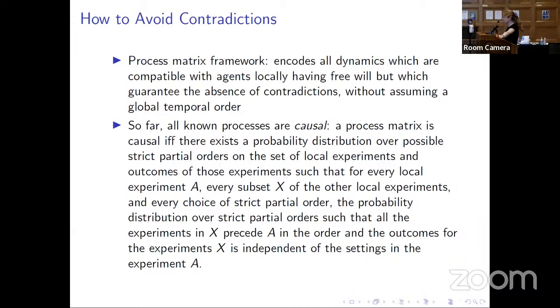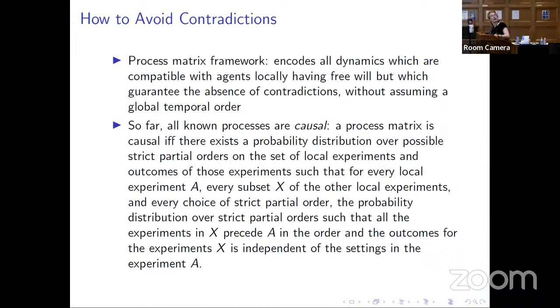So far as we can tell, all known processes seem to be causal. That is, all the processes we know that we can implement in the real world. So the definition of causal I've shown up here, but I won't have time for details, so I hope people who work on this framework will forgive me for speaking in a slightly imprecise way. Very roughly speaking, a causal process is one where we can assign a strict partial order to the experiments taking place in the process, such that the outcomes of later experiments depend only on the inputs to earlier experiments.